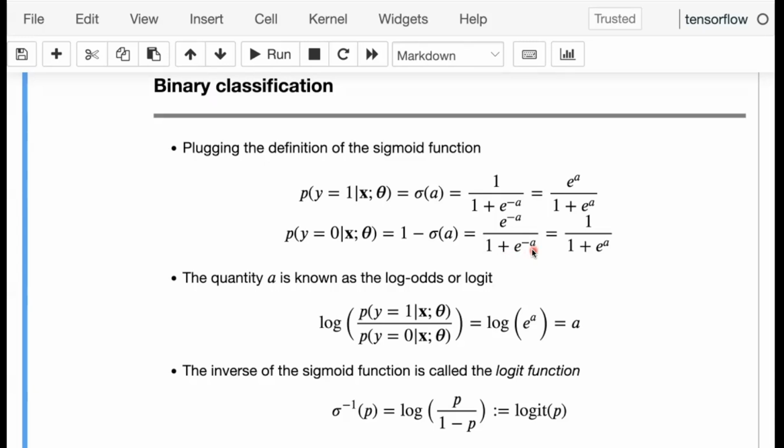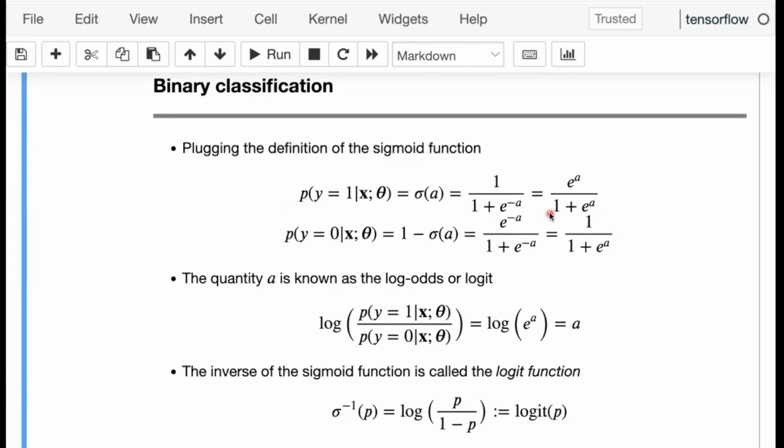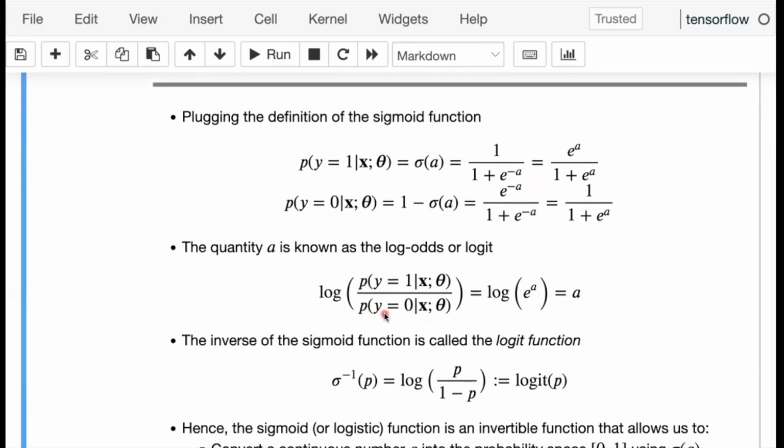Similarly, we can multiply both numerator and denominator by e to the A, and we get 1 over 1 plus e to the A. And here's the very nice thing. If I divide this probability of y equals 1 by y equals 0, then these two terms cancel and I get e to the A. And now if we take the logarithm of this, then we get A. So we did this division, we took the log, and that's A.